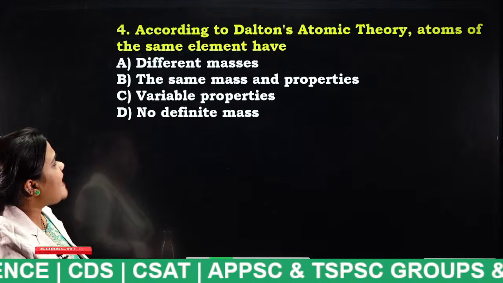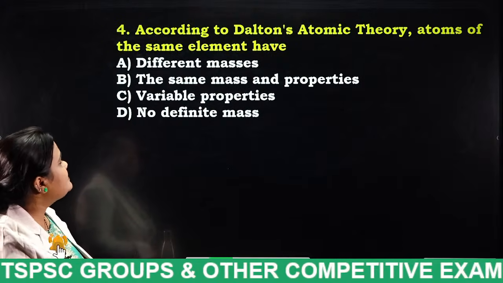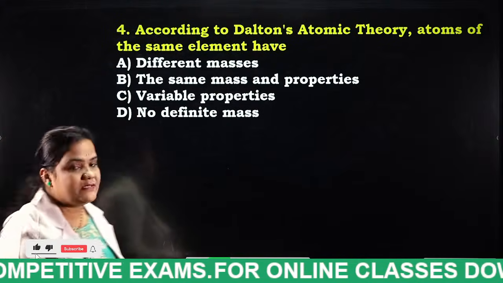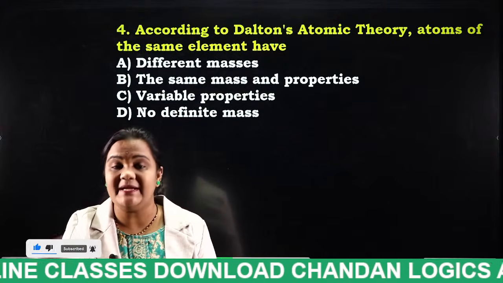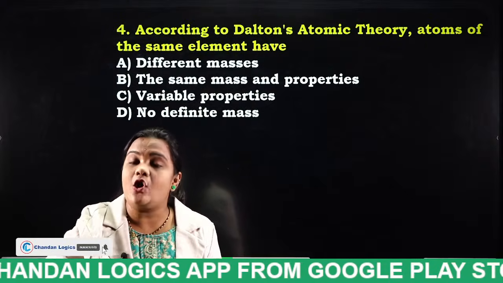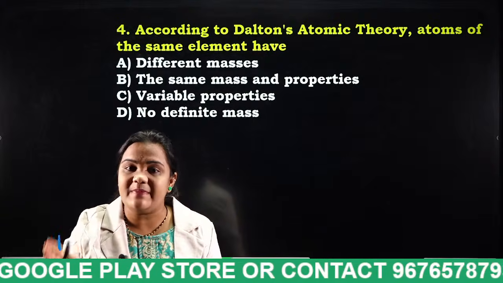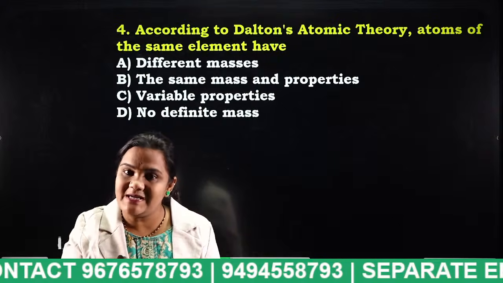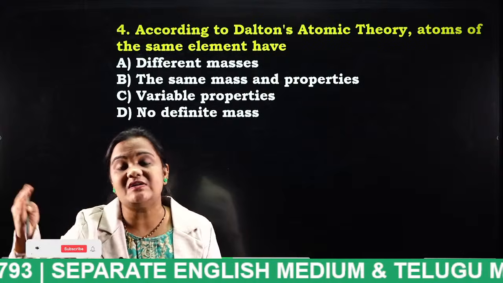According to Dalton's atomic theory, atoms of the same element have different mass, the same mass and properties, variable properties, or no definite mass? We have discussed this Dalton's atomic theory many times. Dalton's atomic theory states that atoms cannot be created, nor destroyed, nor divided. Atoms of the same element have the same mass and same properties. Atoms of different elements have different mass and different properties. Okay. We have discussed it many times.